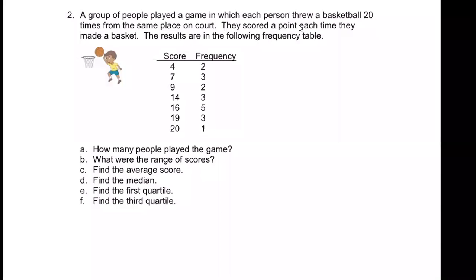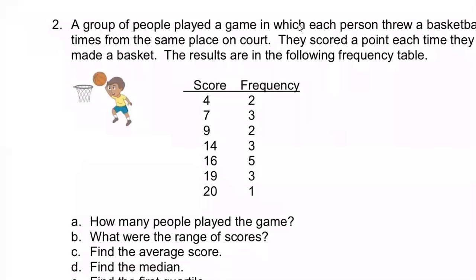A group of people played a game in which each person threw a basketball 20 times from the same place on court. They scored a point each time they made a basket. The results are in the following frequency table. So score 4, frequency twice. What does that mean? What does frequency mean? It means how many. So what that means is there were 2 4s. I can make this a little bigger for us. What that means is 2 people got 4 points out of 20.